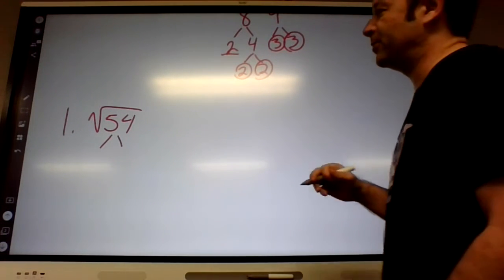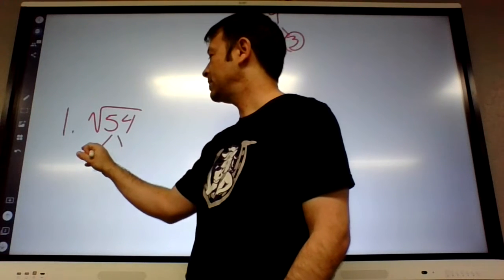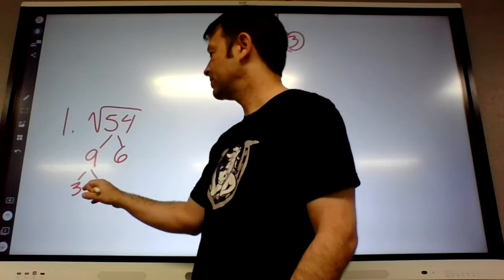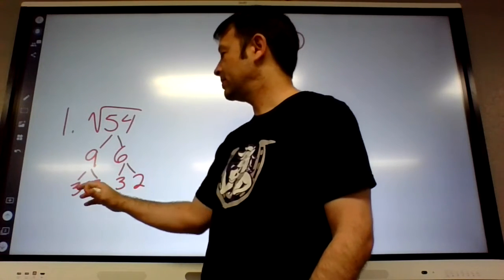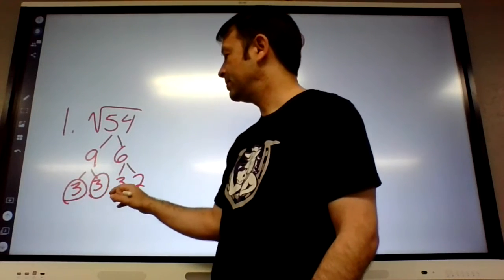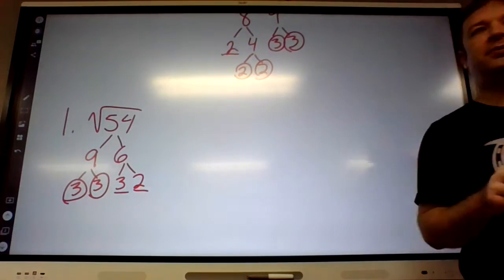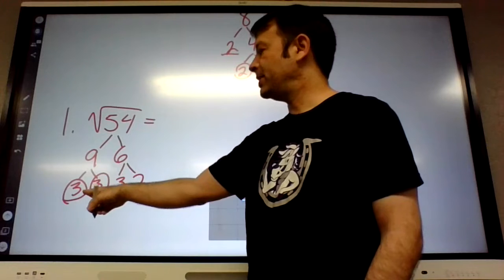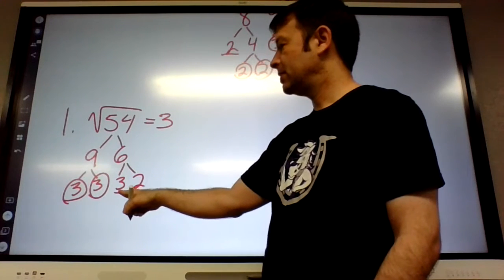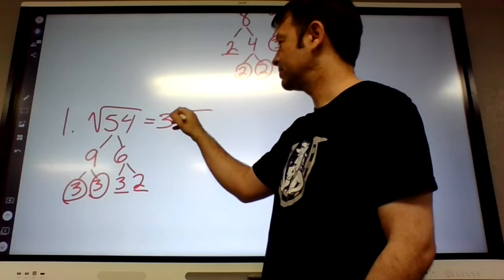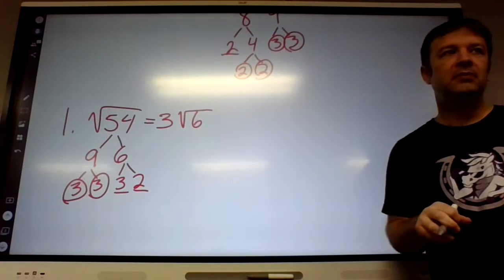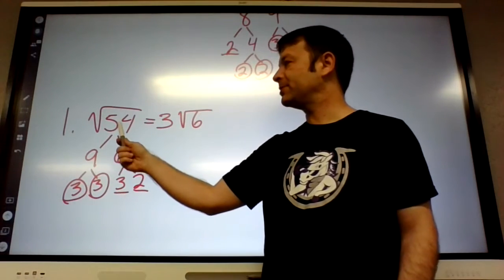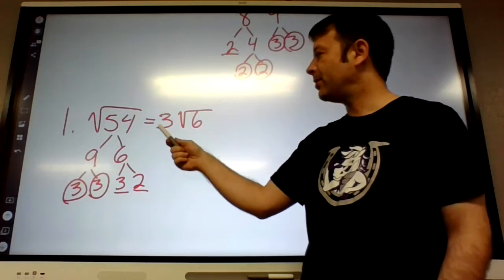Okay, 54. What goes into 54? 9 times 6. So I have a double 3 and a leftover 3 and 2. You guys know what it's going to be? 3 comes out and 6 is left behind. All these things multiply: this times this times this times this gives 54. So all this stuff is multiplied together.